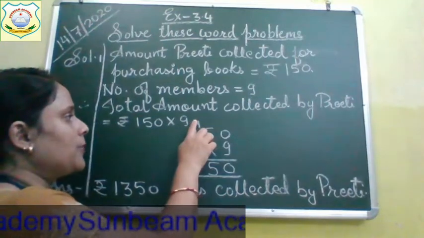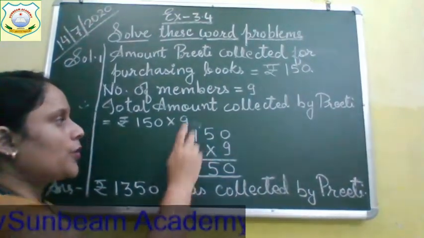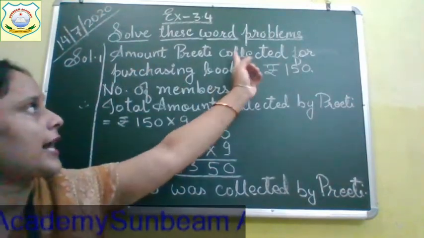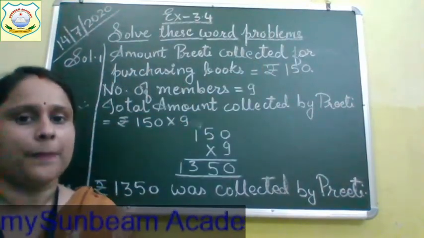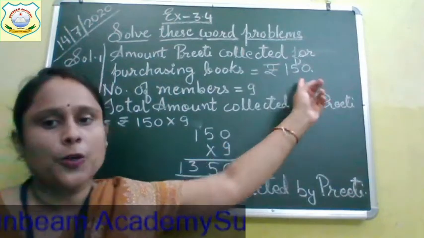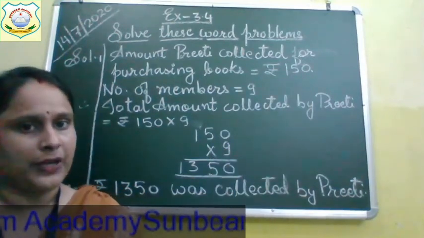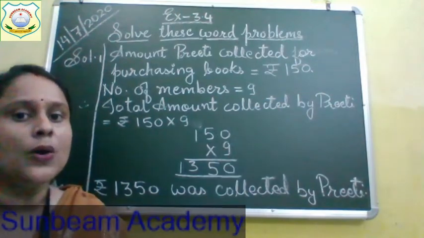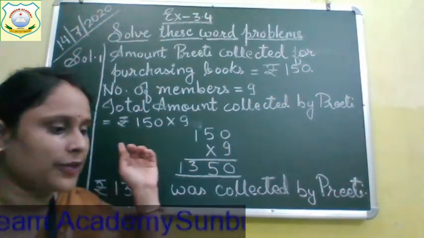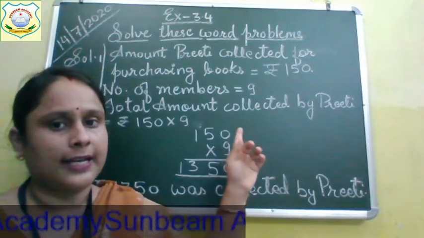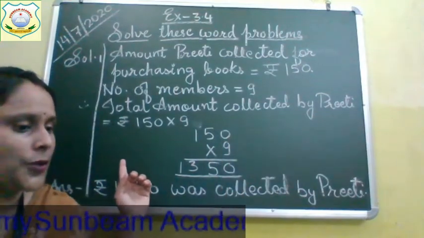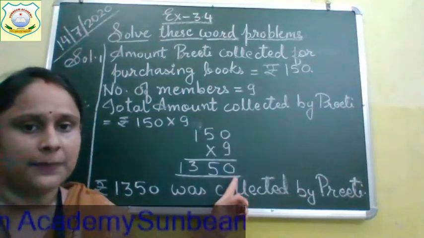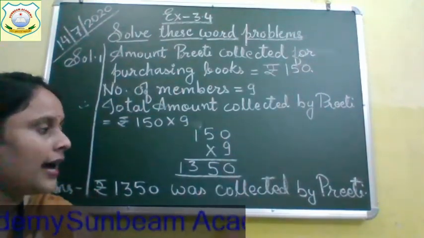See children, I am removing the carry so that you all don't copy it down in your notebook and get confused. In the first line you will write amount Preeti collected for purchasing books is equal to rupees 150. In second line you will write number of members is equal to 9. In the third line you will write amount collected by Preeti is equal to rupees 150 into 9. Now multiplication you will show and then you will write the answer.